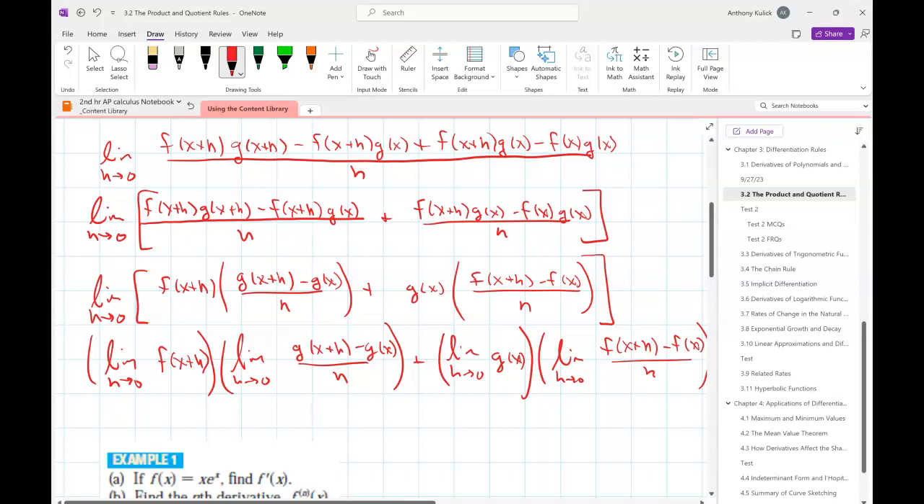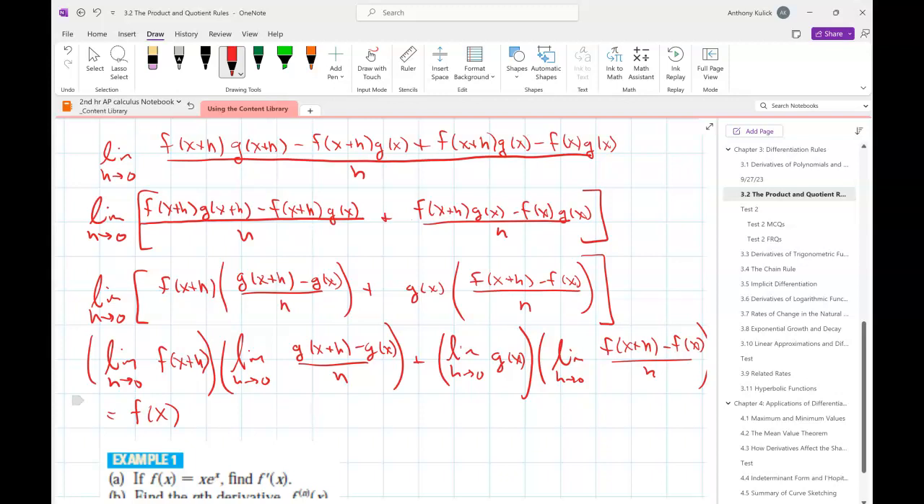What's the limit as h approaches 0 of f of x plus h? F of x, right? Because you just plugged 0 in for h, and x plus 0 is x, right? Okay. What do I get when I do the limit as h approaches 0 of g of x plus h minus g of x over h?